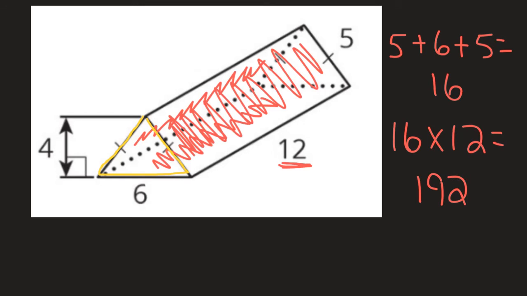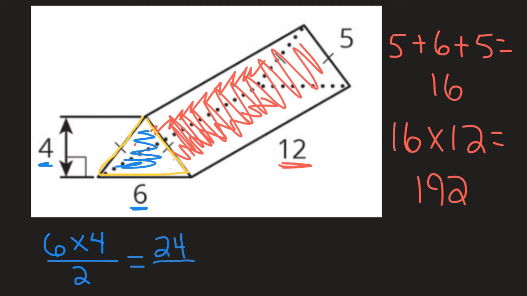Now what we need to do is find the area of the base. So if we take a look at the area of this base, it has a base of 6 and a height of 4. So we're going to do 6 times 4 divided by 2, because that's the formula for area of a triangle. That comes out to be 24 divided by 2, which is 12.